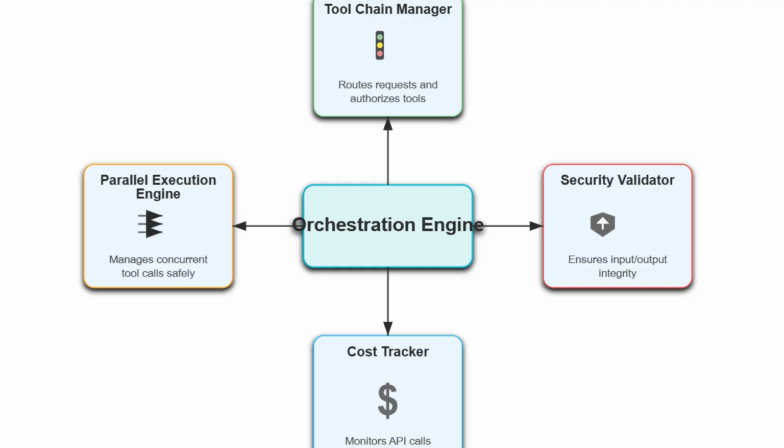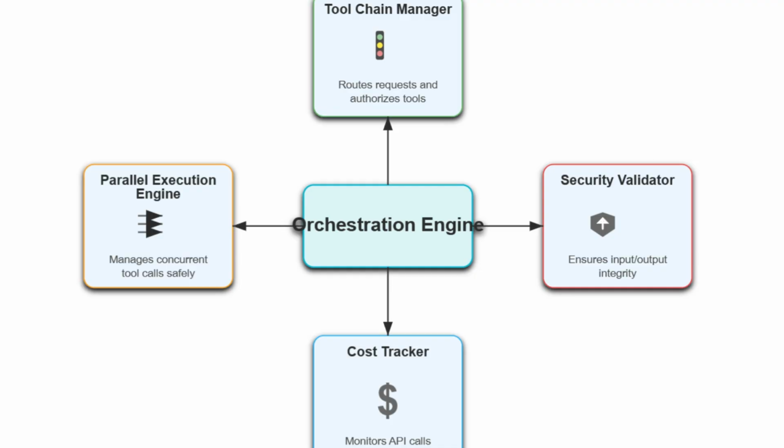Then there's the security validator. Every single interaction, every input, every output from a tool passes through rigorous security checks. This isn't just a suggestion, it's a necessity to prevent exploitation and ensure your agent never returns malicious content. Finally, the cost tracker is indispensable. It monitors every API call, every bit of compute usage. In production, granular cost visibility is crucial to prevent budget overruns and make informed decisions about resource allocation.